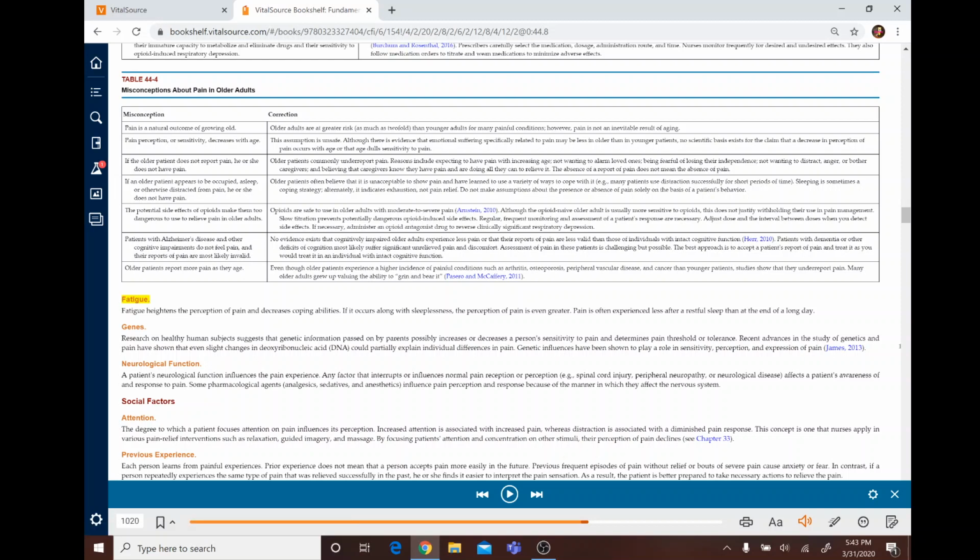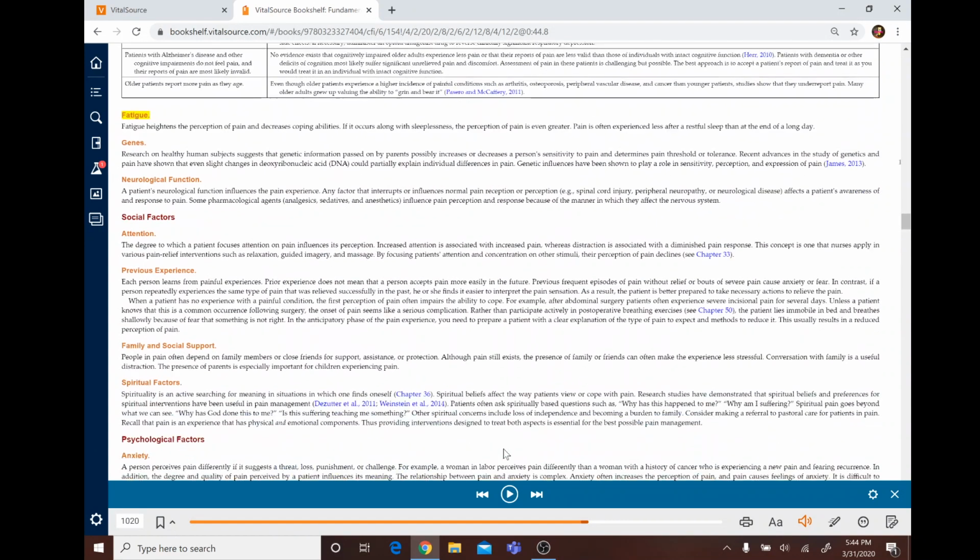Patients with Alzheimer's disease and other cognitive impairments do not feel pain, and their reports of pain are most likely invalid. Not true. We have no real evidence of it. Older adults report more pain as they age. It's actually not true. They actually underreport pain.